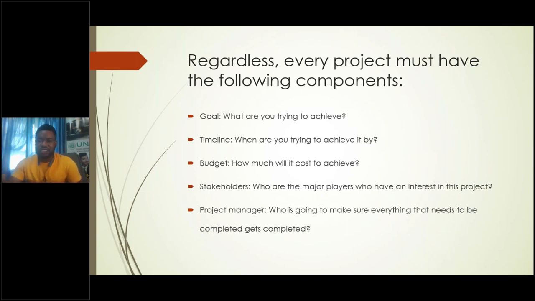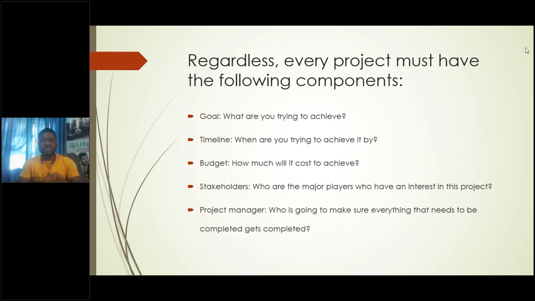Regardless of every project, every project must have the following components. Number one, goals. I've already explained that. What are you trying to achieve? And remember, the goals of the project you're executing must align with the goals of the sponsor, the person who gave you the project to execute. There must be a goal.